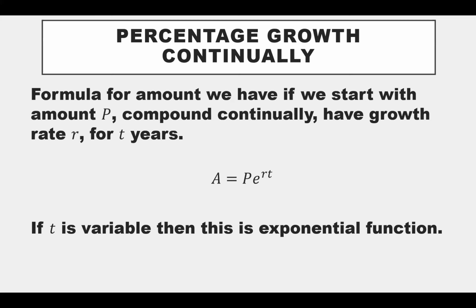Continual growth happens fairly often. It's something that occurs in nature a lot. And that's why this E is such an important irrational number. It's because it's the base for continual compounded growth and how that works. It turns out, again, it's about that 2.71828 number.